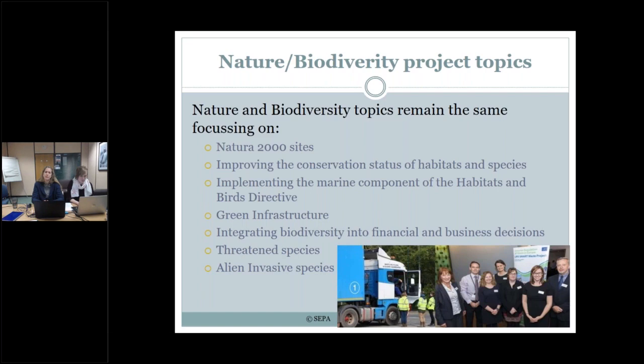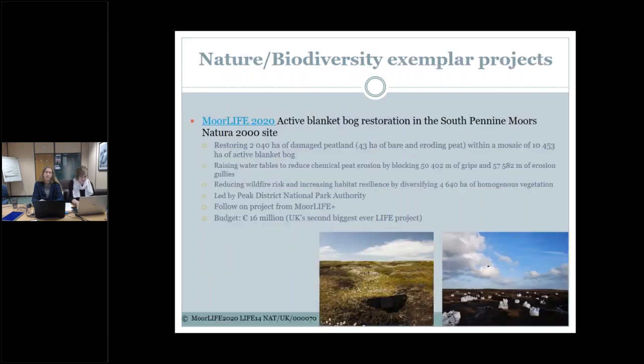You cannot cross any strand. If you choose a project topic from the environment and resource efficiency strand, you cannot then choose another topic from LIFE biodiversity. You have to stay within this one strand of the LIFE program. I mean, you can have elements of, for example, climate mitigation or climate adaptation within your environment project, but the focus clearly needs to be on one strand alone.